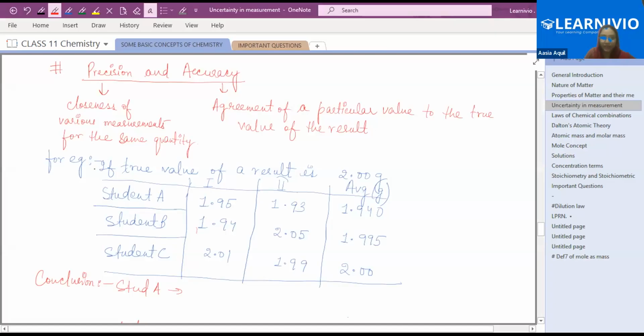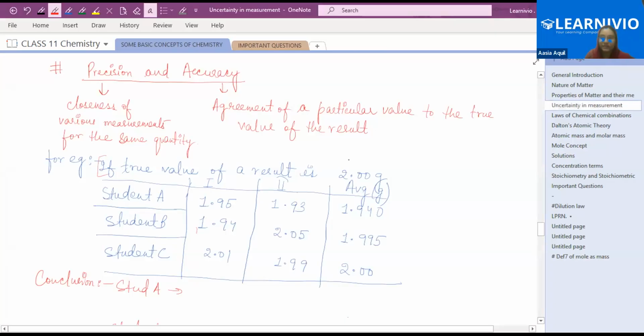For example, if the true value of some result is 2 gram, okay, in the question it is given that the true value of the result is 2 gram, and there are three students: your Fatima, Aisha, and the student says just like me, okay.